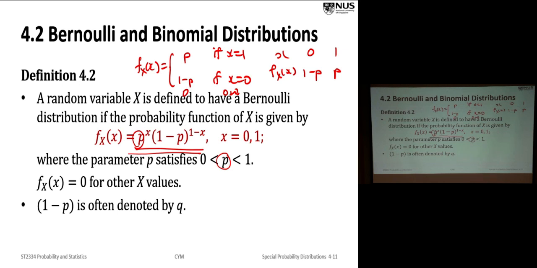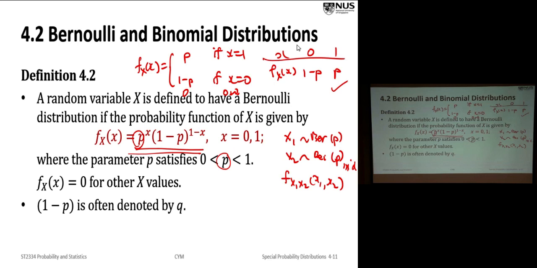So for example, if I have two random variables, both with Bernoulli distributions, then what is the joint distribution of x1 and x2? My question is, if x1 has a Bernoulli distribution with parameter p, and x2 also has a Bernoulli distribution with parameter p, what is the joint distribution of x1, x2 if they are independent? If you write it in a table form, how can I get the joint distribution?